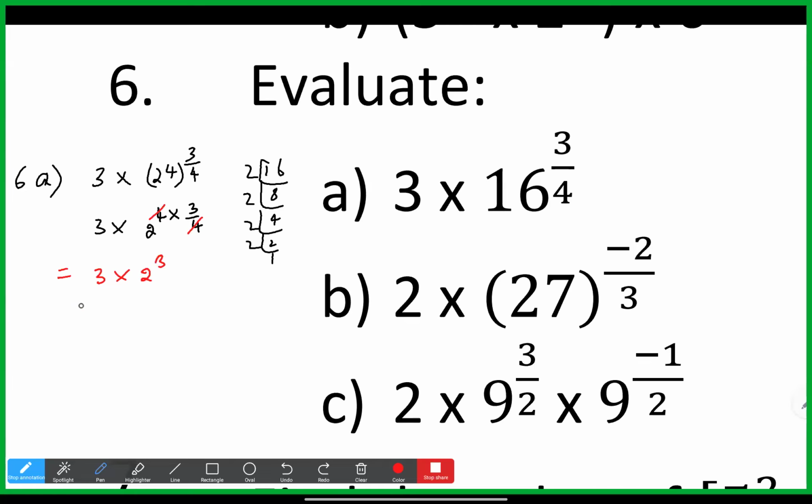Now we cannot do anything, we just need to multiply them, because the bases are different and the powers are also different. 2 cube is 2 into 2 into 2. In this step we used a power m whole power n, which is a power m n. So the answer is 8.